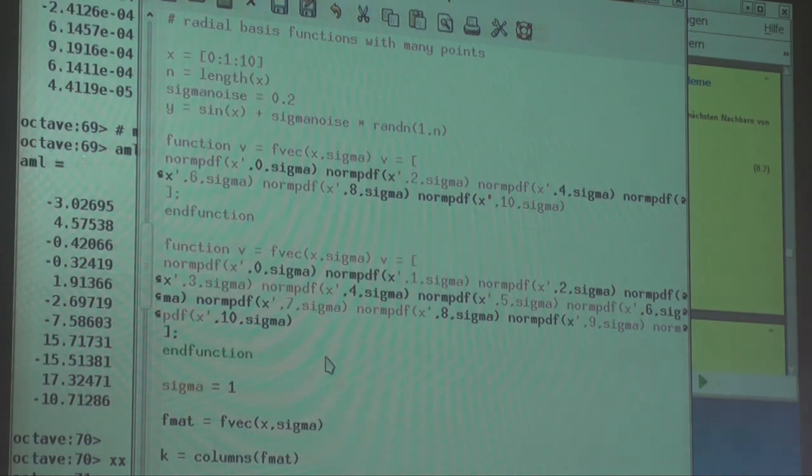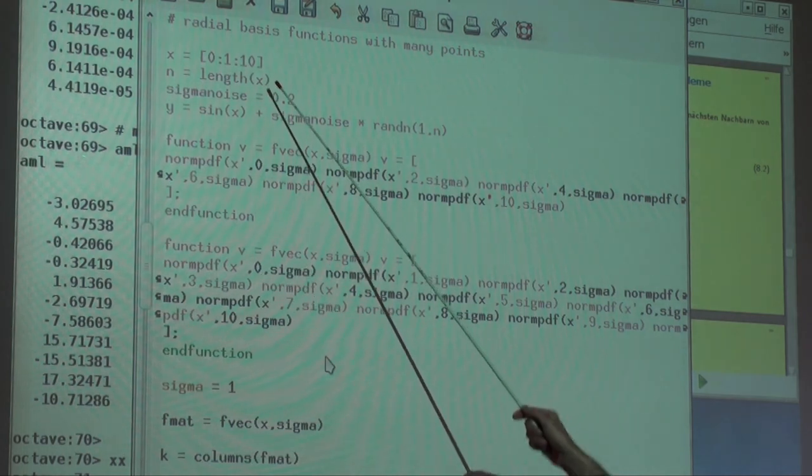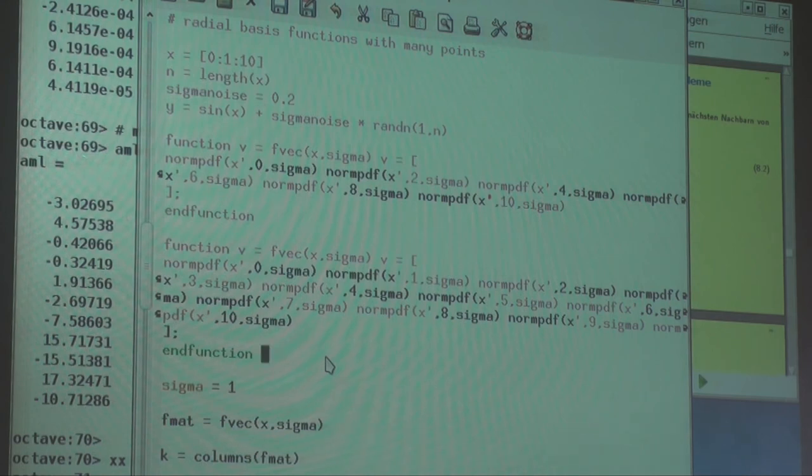Maybe, would it be? I think that wouldn't work, to write norm PDF x prime comma, and then 0 comma sigma, and then the colon 1 up to, would that work, Richard? Louder, please. I think there's a function where you can apply functions on all. Oh, there is a built-in function which you can use to apply a function on a whole vector, and it gives you as a result a vector. I think so, but I'm not sure. Okay, so that's the solution. What he says is there is a built-in function which you can use to apply a function to a vector and it returns a vector. Okay, other questions?